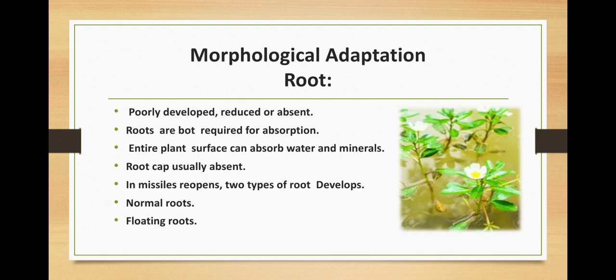Morphological adaptation of roots: poorly developed, reduced or absent. Roots are not required for absorption. The entire plant surface can absorb water and minerals. Root cap usually absent. In some plants, two types of roots develop: normal root and floating root.